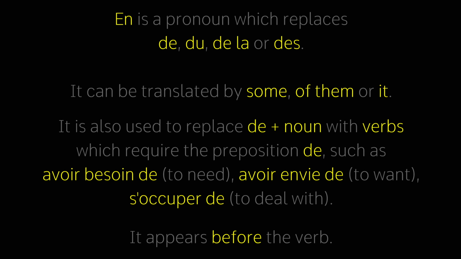En is slightly different. It replaces de, du, de la, or des with a noun. So it can be translated by some, of them, or it. And it is also used to replace de plus a noun with verbs which require the preposition de, such as avoir besoin de, to need, avoir envie de, to want, s'occuper de, to deal with. So it appears again before the verb.